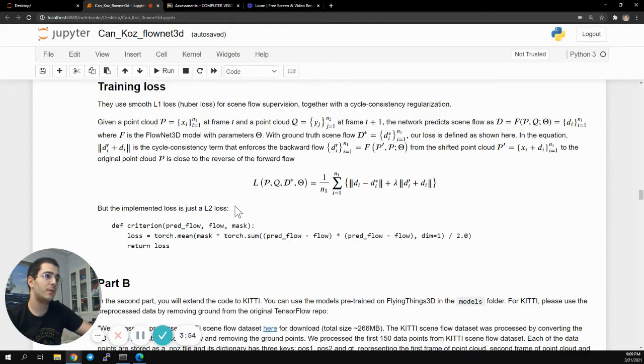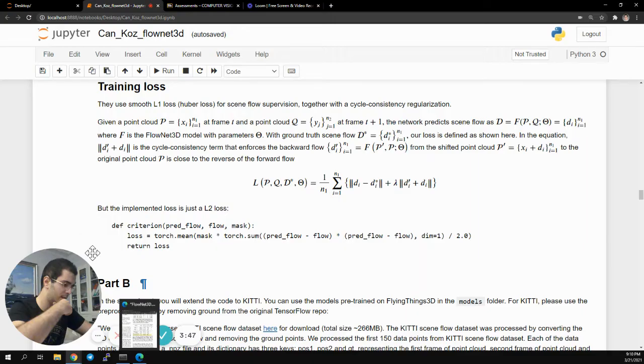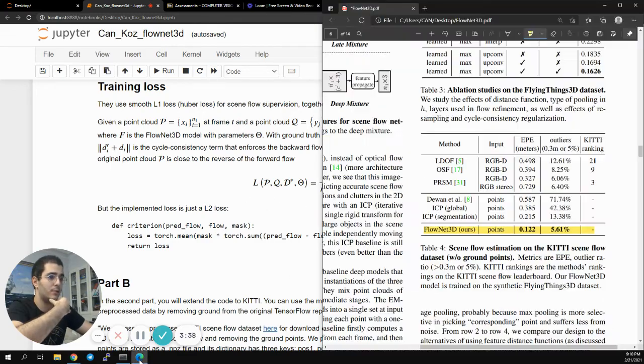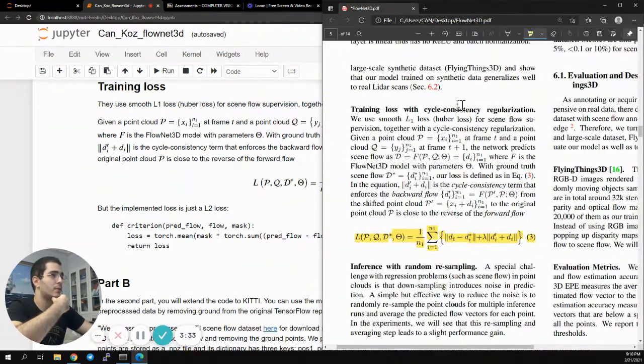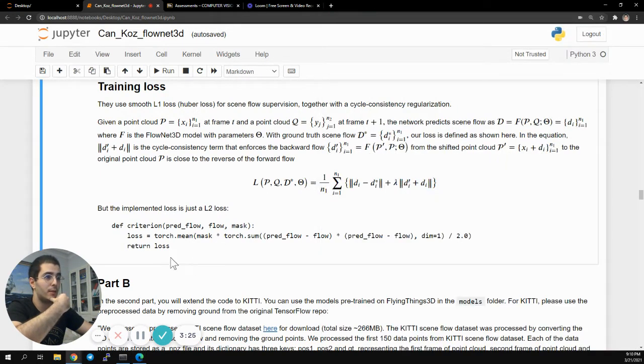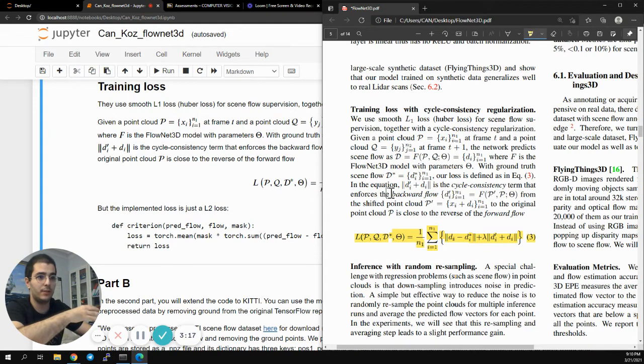Okay. So in the paper, it's suggested that there will be some sort of a cycle loss. Like in the paper, it mentions cycle consistency loss, and it shows us this equation. Okay. So here, the chaining loss with cycle consistency regularization. The implementation of this inside the code is here, and this is L2 loss, not the type of loss that is presented in the paper.